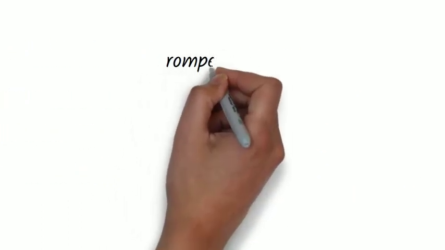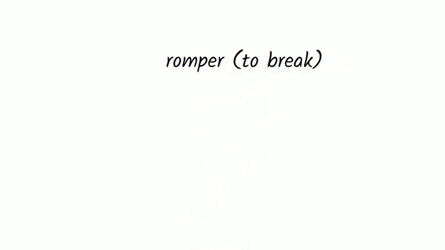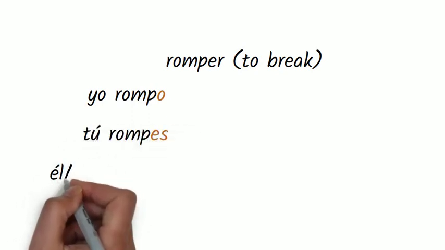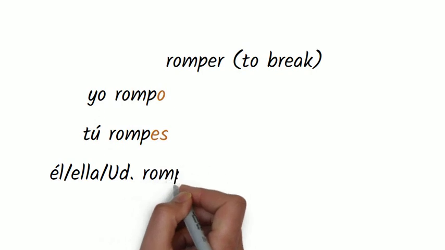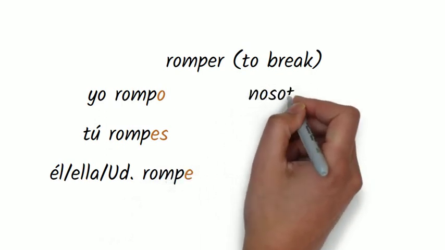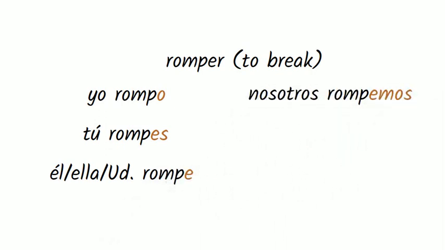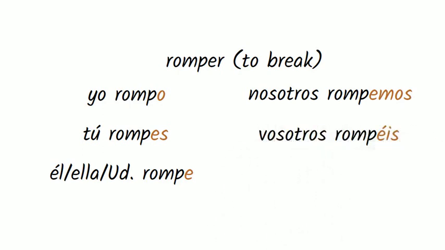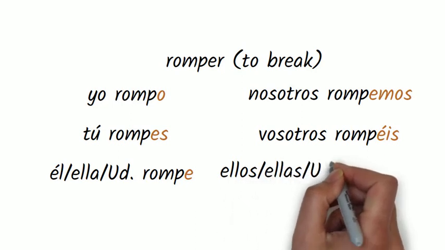Let's take the ER verb romper. Yo rompo. Tú rompes. Él, ella, usted rompe. Nosotros rompemos. Vosotros rompéis. Ellos, ellas, ustedes rompen.